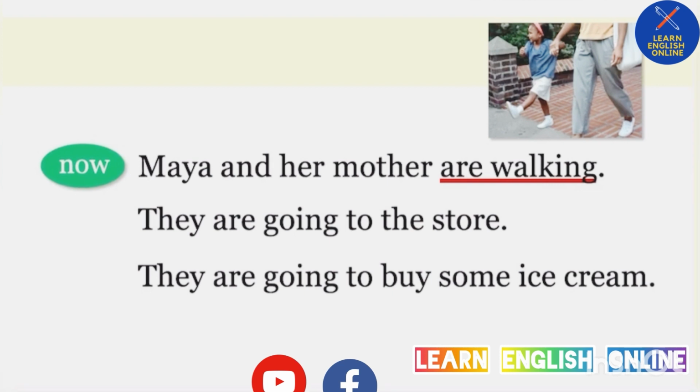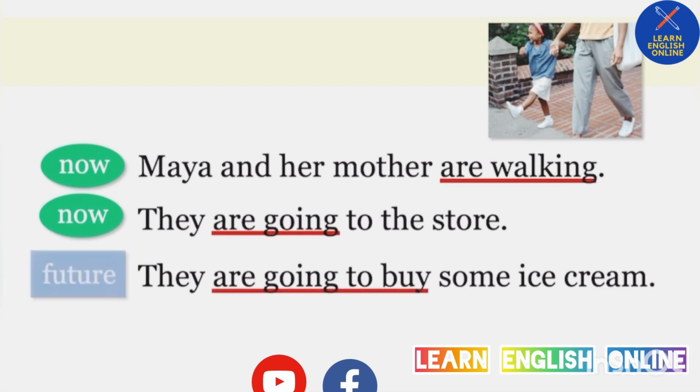In the second sentence, they are going. They are going to the store. This is also happening right now. In the third sentence, they are going to buy some ice cream. The verb is are going to buy, but you see this is a little different, and this is the future. Let's take a closer look.